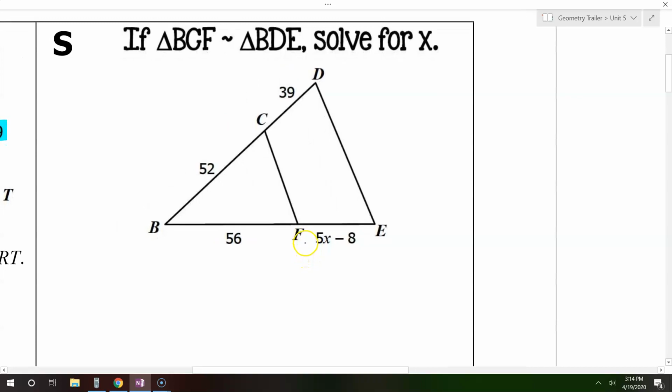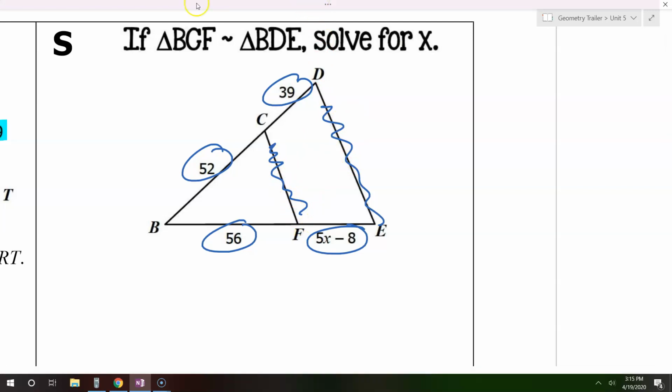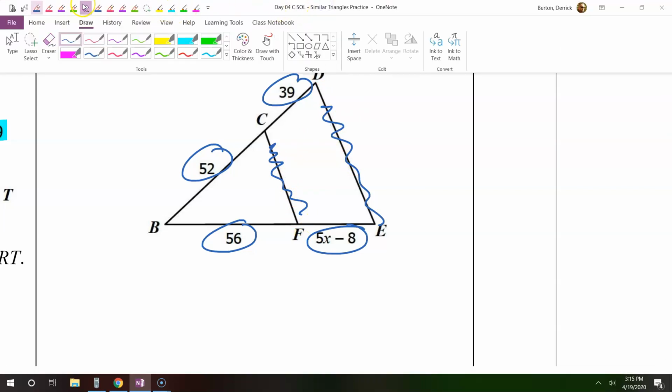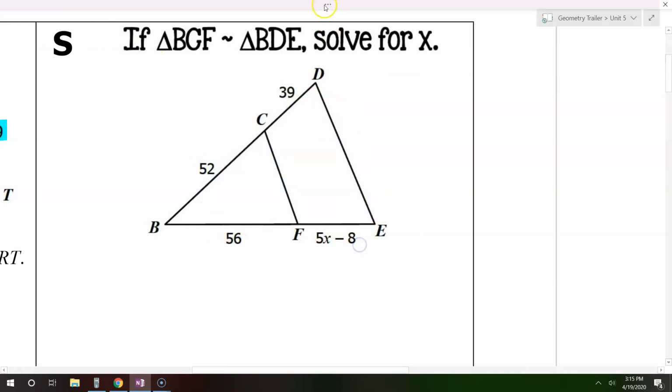For this problem, we have overlapping triangles, but I'm noticing that the bases are not involved. If I look at these as the sides of the triangle, and then these squigglies are the bases, notice how the bases are empty. When that happens, it's a special case, and we can use the Side-Splitter Theorem. So that's what I'm going to do. I'm going to use the Side-Splitter.